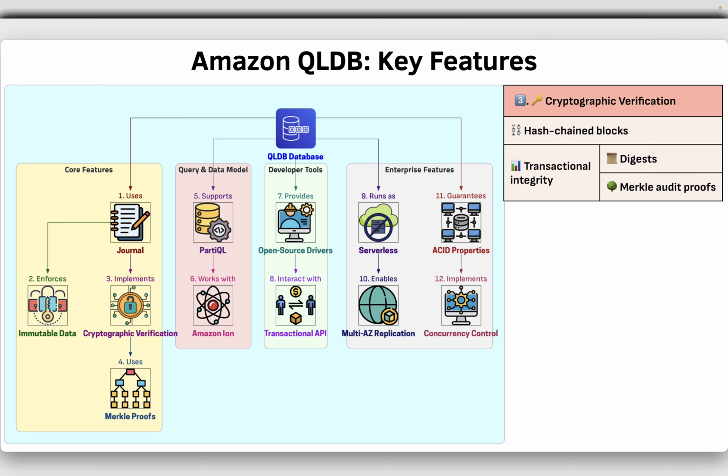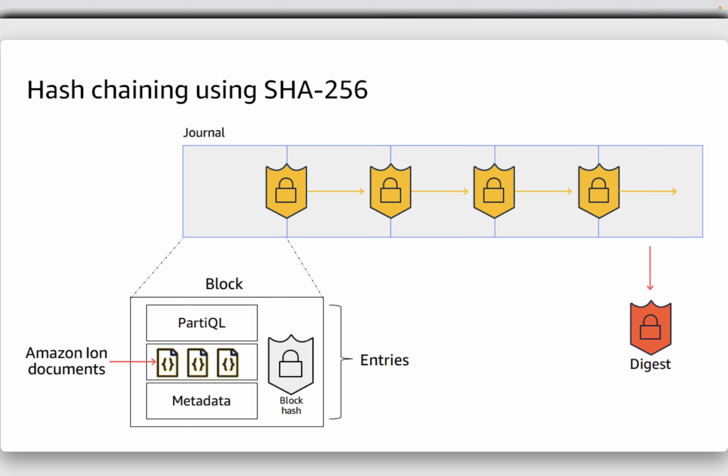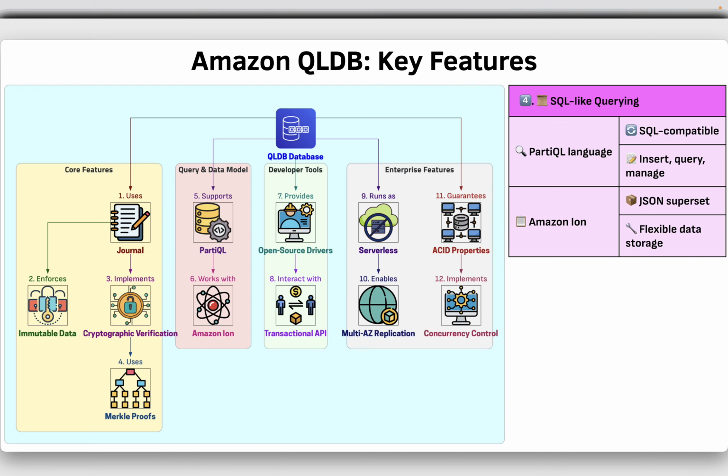So there is something like Merkle tree or Merkle audit proofs, which is the underlying technology or concept which QLDB is using. In this diagram, the journal blocks are hashed using the SHA-256 cryptographic hash function and are sequentially chained to subsequent blocks. Each block contains entries that include your data documents, metadata, and the particular statements that ran in the transaction. So whatever statement you run is also kept in the journal blocks.